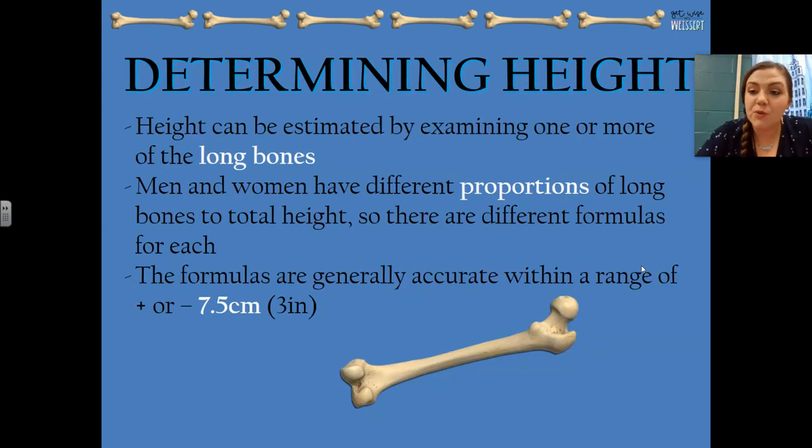All right, now determining height. This is what you're actually going to work on today. It's pretty simple. It's just a quick little math formula. So height can be estimated by examining one of the long bones. Any of our bones in our body that are long, you can use for height determination. Sorry. So men and women have different proportions of long bones to total height, so there are different formulas for each. If you think it's a man's skeleton, you're going to use the man formulas. If you think it's a woman's skeleton, you use the woman formulas.